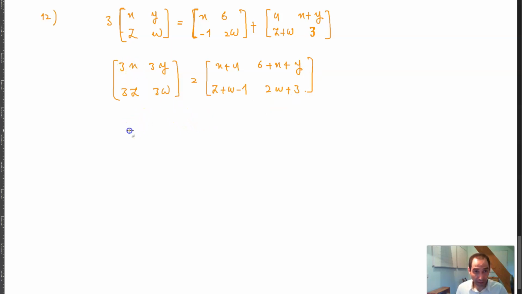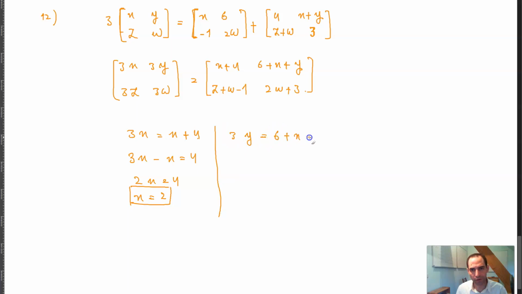Meaning that 3x is equal to x plus 4. 3x minus x is equal to 4, so 2x is equal to 4, and x is equal to 2. Then 3y is equal to 6 plus x plus y, x is equal to 2, therefore 3y is equal to 6 plus 2 plus y. 3y is equal to 8 plus y, and 3y minus y is equal to 8, so 2y is equal to 8, meaning that y is equal to 4.